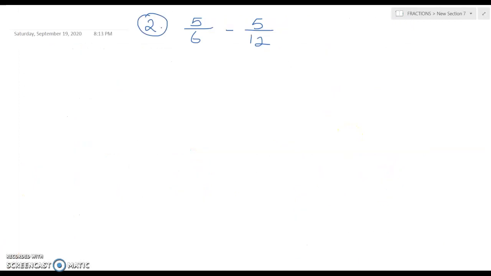Right? So let's look at this question here. 5/6 take away 5/12. So remember, first we want to find our LCM. Our LCM of 6 and 12 is 12, right? Again, list out the multiples of 6, list out the multiples of 12, and you realize that the lowest common multiple is 12. So we're going to use 12 as our common denominator.